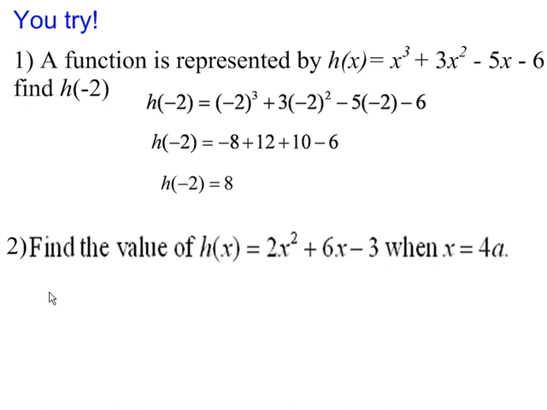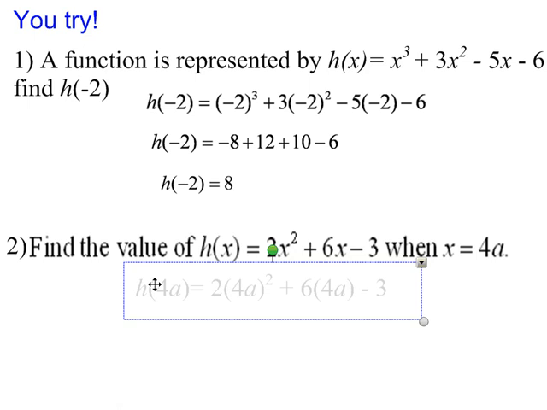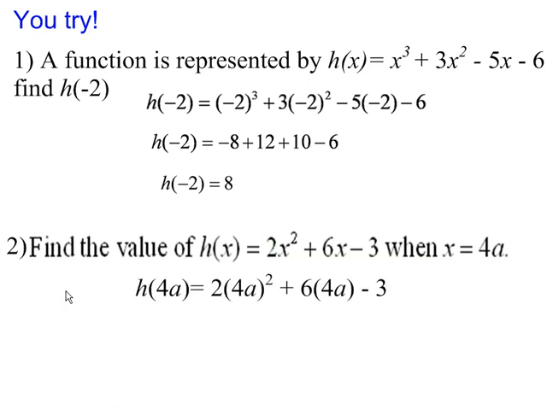Number 2, find the value of h of x equals 2x squared plus 6x minus 3 when x equals 4a. Now, notice that this time we are substituting an expression. So we're going to write h of 4a equals 2 times 4a squared plus 6 times 4a minus 3. So essentially, we're substituting x with that expression for a.